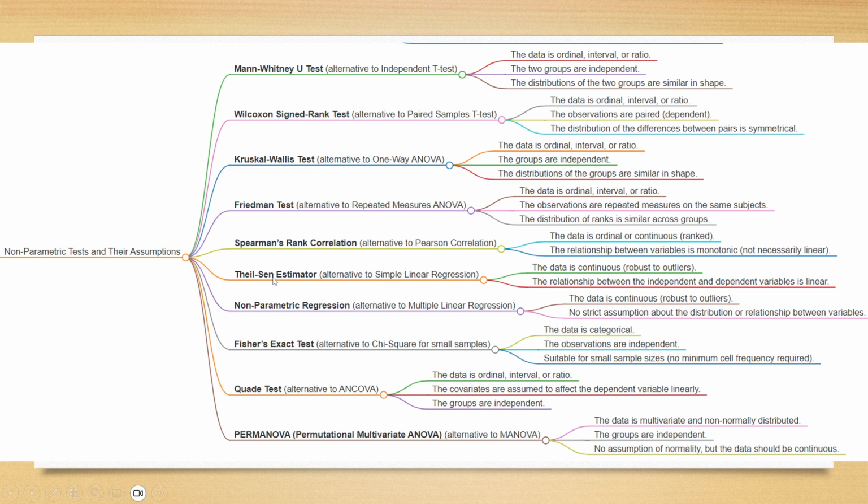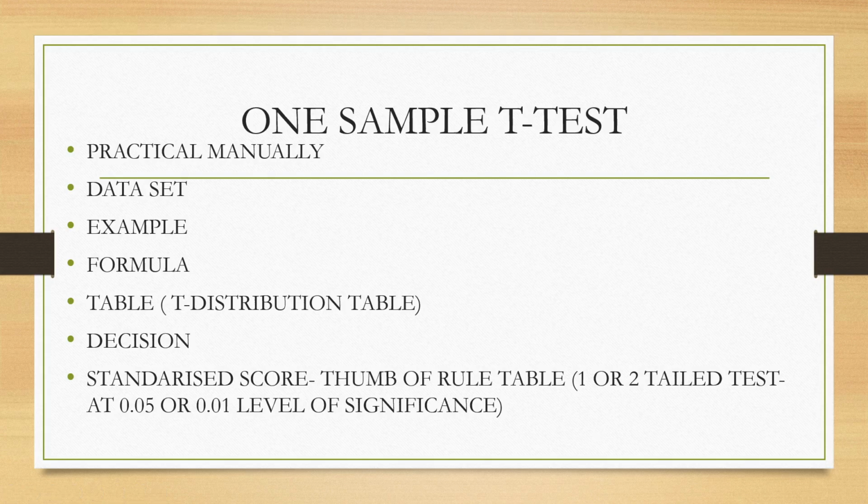As you have seen, the Theil-Sen estimator is used when data has outliers, instead of simple linear regression. You can see here the course coverage: one way ANOVA, paired sample Wilcoxon, independent t-test Mann-Whitney, Spearman, Pearson, multiple linear regression with non-parametric regression, chi-square with Fisher's exact test for small samples, and quade for ANCOVA, and PERMANOVA for MANOVA. Okay, this thing.